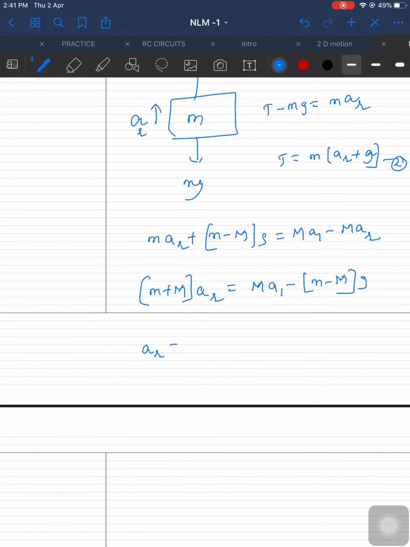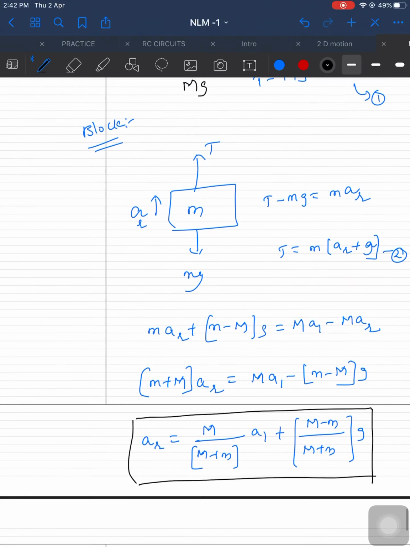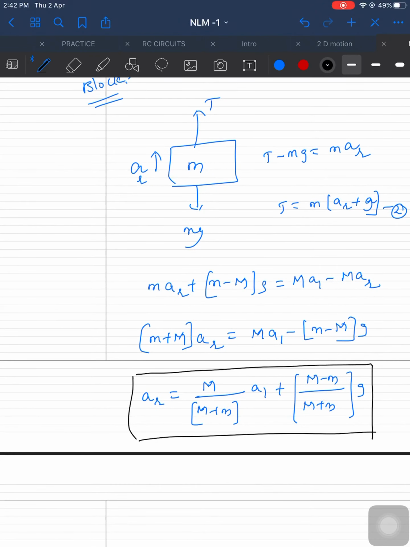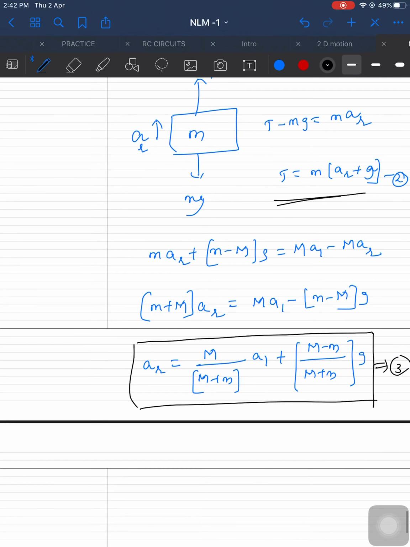Acceleration of the block or acceleration of the rope is equal to capital M by capital M plus small m into a1, plus capital M minus small m by capital M plus small m multiplied with g. This is the acceleration of block. Let's take this as equation number 3, and substituting it in any one of the equations, equation number 2, we'll get the tension.